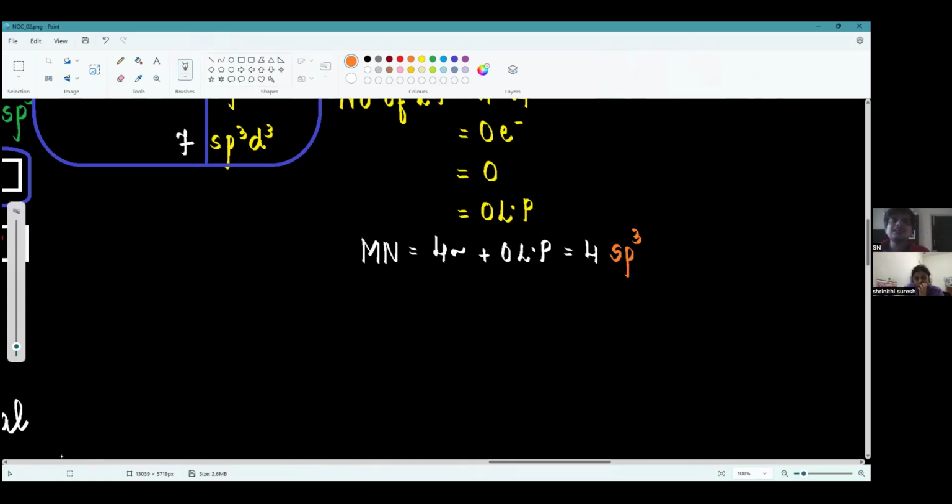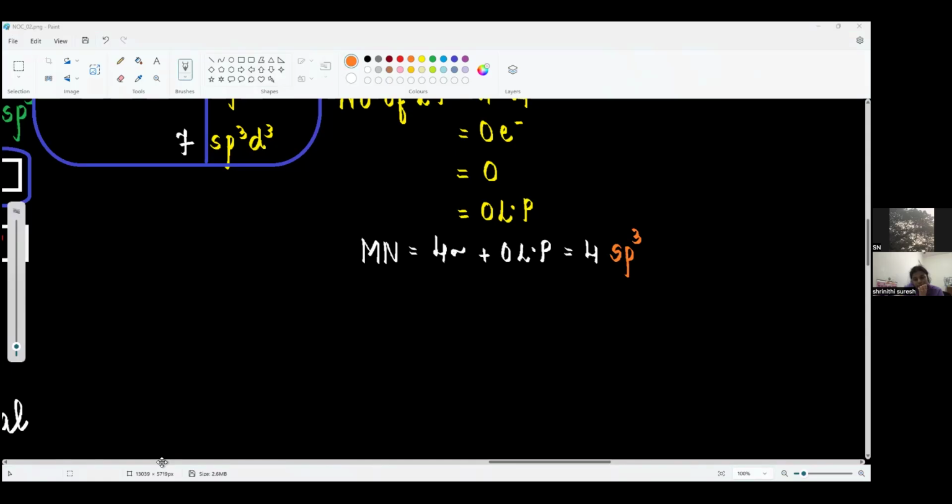So you must have seen that I have not drawn the ground state, I have not drawn the excited state, I have not drawn the hybrid orbitals, I have not drawn that entire diagram. I'm getting the right answer, that is sp3 hybridization. Got it?